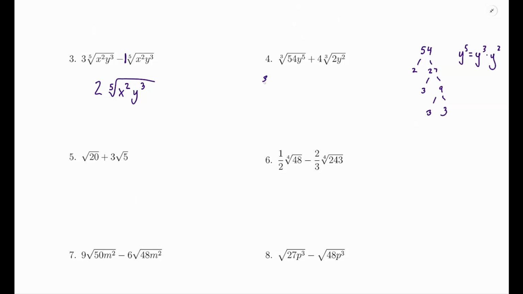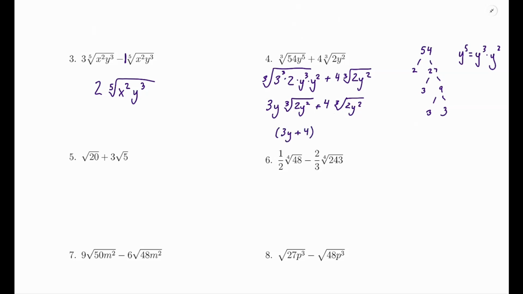So it becomes the cube root of 3 cubed times 2 times y cubed times y squared plus 4 cube root of 2y squared. This then becomes 3y cube root of 2y squared plus 4 cube root of 2y squared. So now they are like terms, at least with the radicals. So I need to go 3y plus 4, but 3y and 4 are not like terms, so it just stays 3y plus 4 in parentheses, cube root of 2y squared.